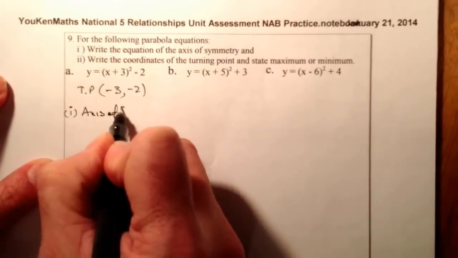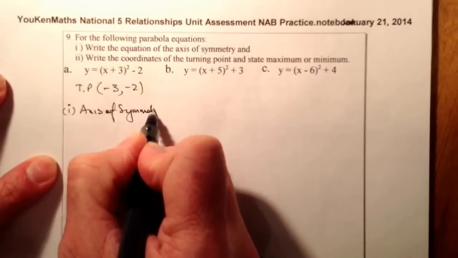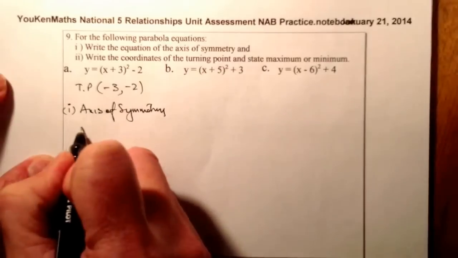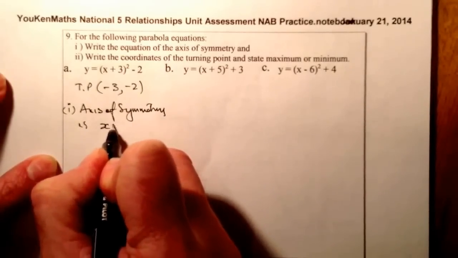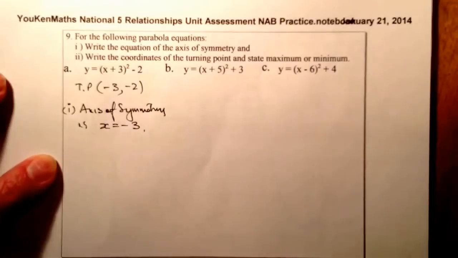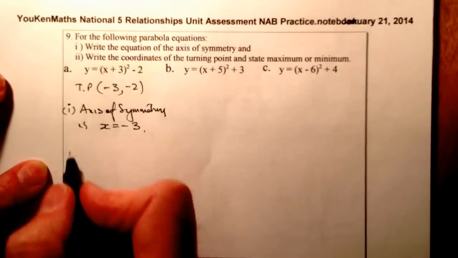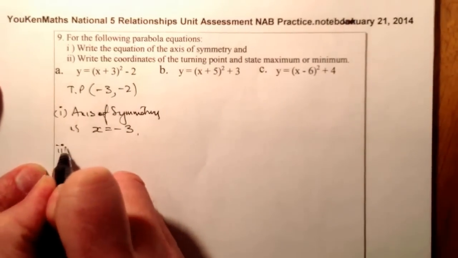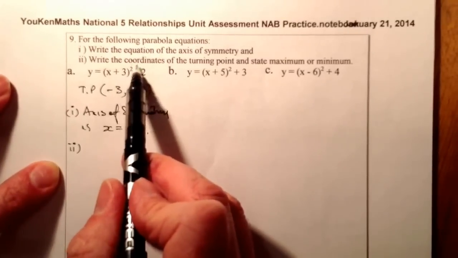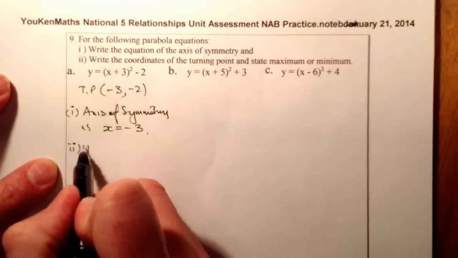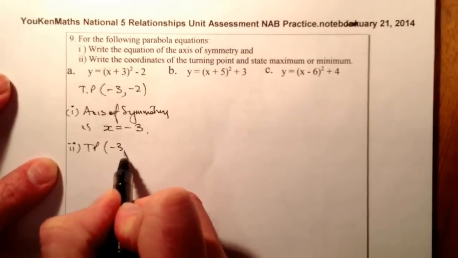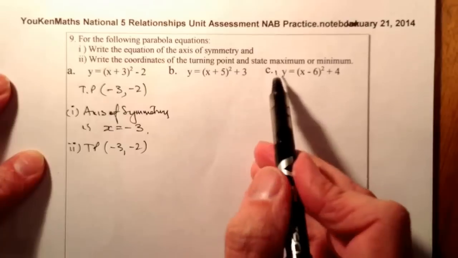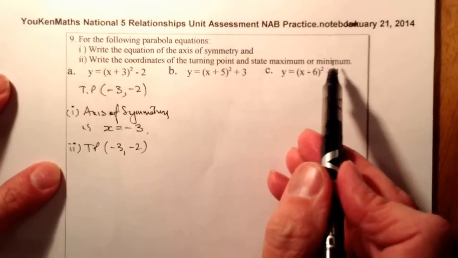Axis of symmetry is, and it's x is equal to -3 for this one here. And that's part 1 complete. So for part 2, what I'll do is I'll just make sure that I write down the coordinates of the turning point again. So the turning point is -3, -2, and then from there I have to state whether it's a maximum or a minimum.